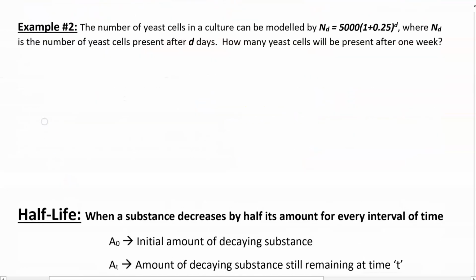Okay, let's talk about example 2. I'm going to try to fast forward things a little bit. I'll set it up, get you to sub in, and I'll just hit pause and show you what the answer will be. Here we go, example 2. The number of yeast cells in a culture can be modeled by N, that's a number, D, right? D is a describer there, is equal to 5,000 times 1 plus 0.25 to the exponent D, where ND is the number of yeast cells present after D amount of days. How many yeast cells will be present after 1 week?